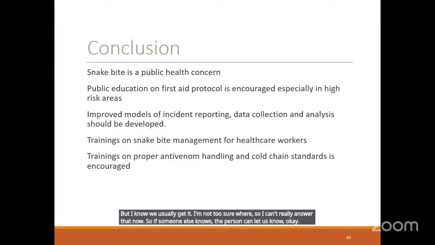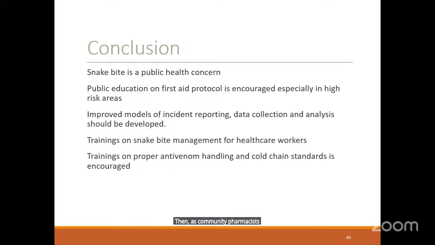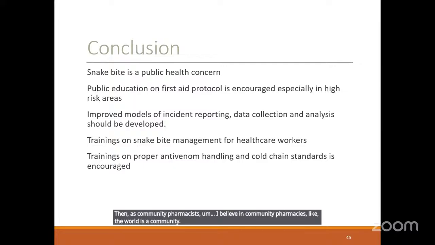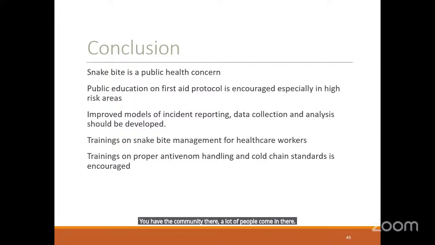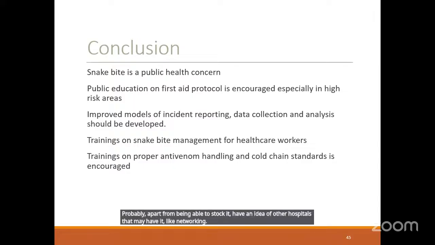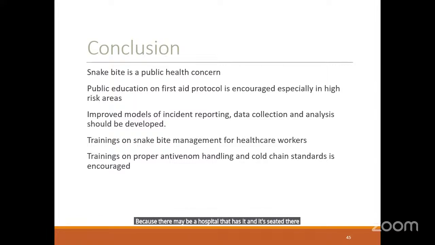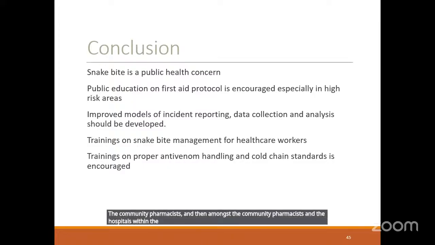Okay, that's that. Then as community pharmacists, I believe in community pharmacies, the word is the community. A lot of people come in there. Now, apart from being able to stock it, you should have an idea of other hospitals that may have it, like networking. Because there may be a hospital that has it, it is seated there, not being used and nobody knows, and then it is needed and everybody's running up and down. So networking is important, both amongst the community pharmacists and between the community pharmacists and the hospitals within the environment where they are.